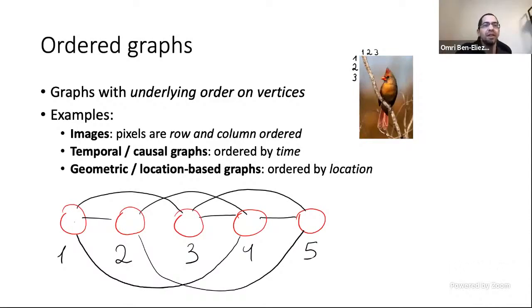For example, you can think of an image as an ordered bipartite graph, where one part corresponds to the rows in the image, the other part corresponds to the columns. So it's an edge-colored graph. And the edge color between row i and column j corresponds to the pixel color in the location ij. Other examples of naturally ordered graphs include temporal graphs, where vertices are ordered by time, and geometric or location-based graphs, where vertices are ordered by location.